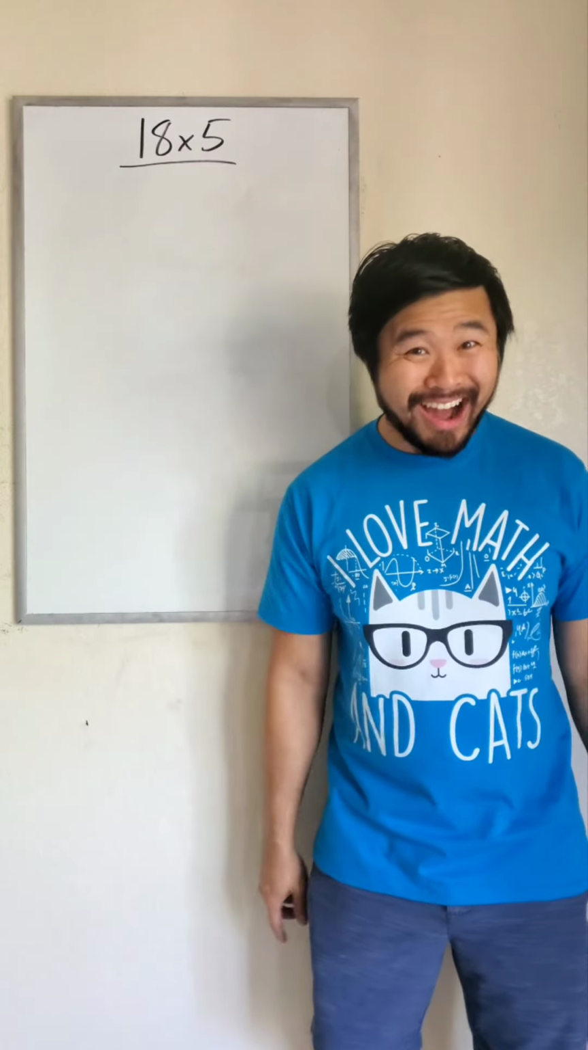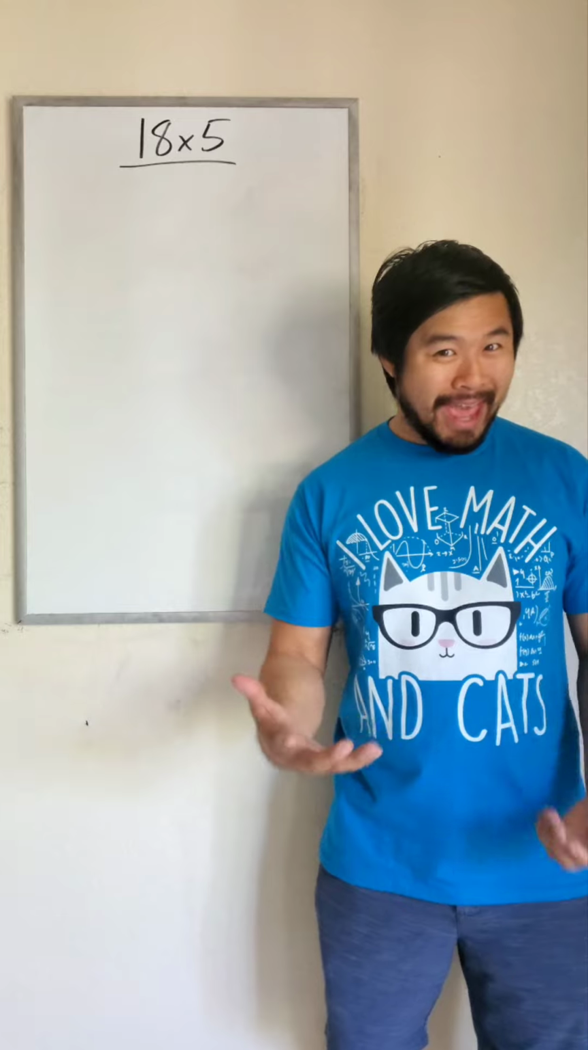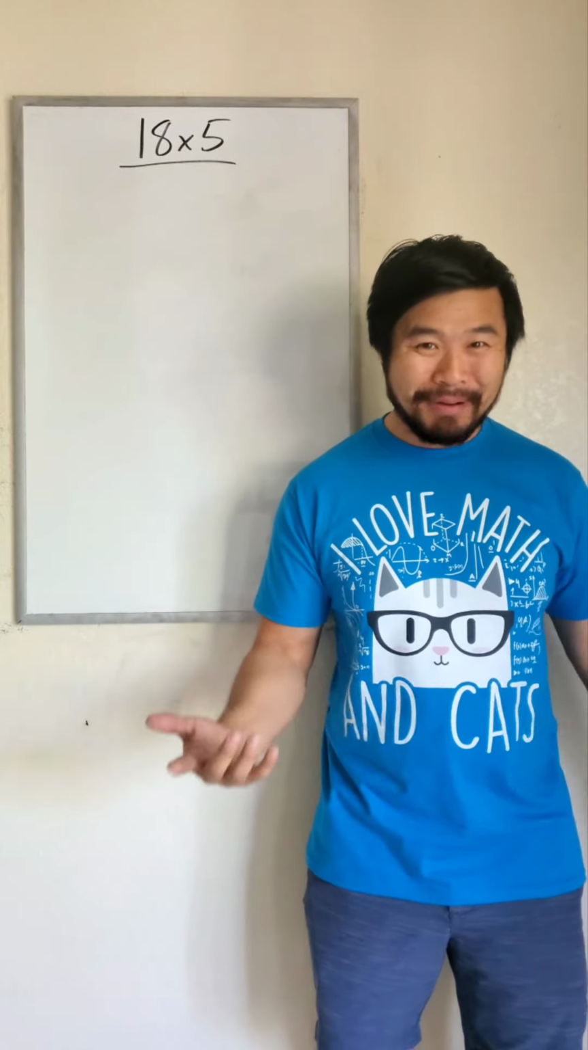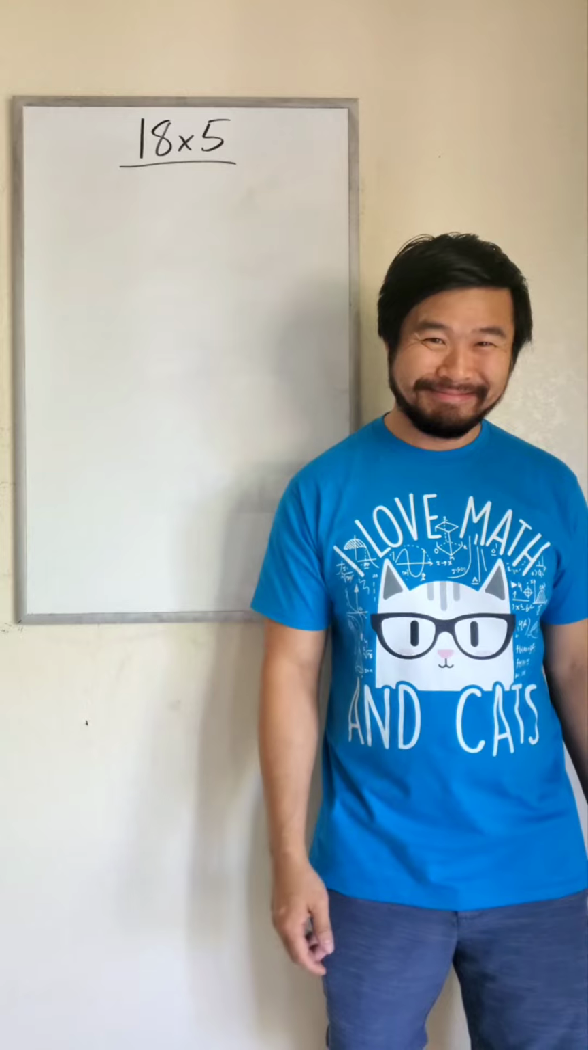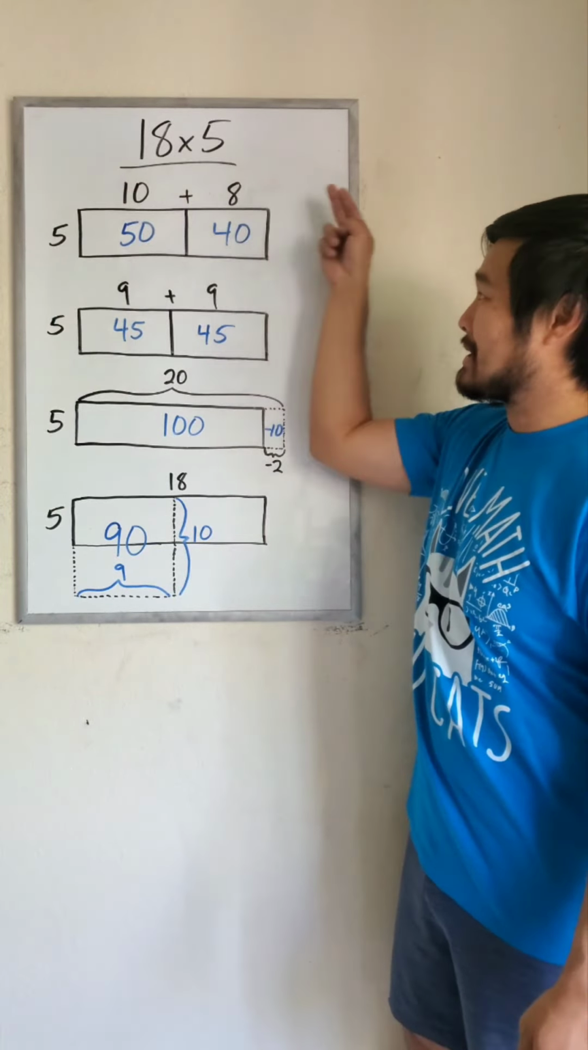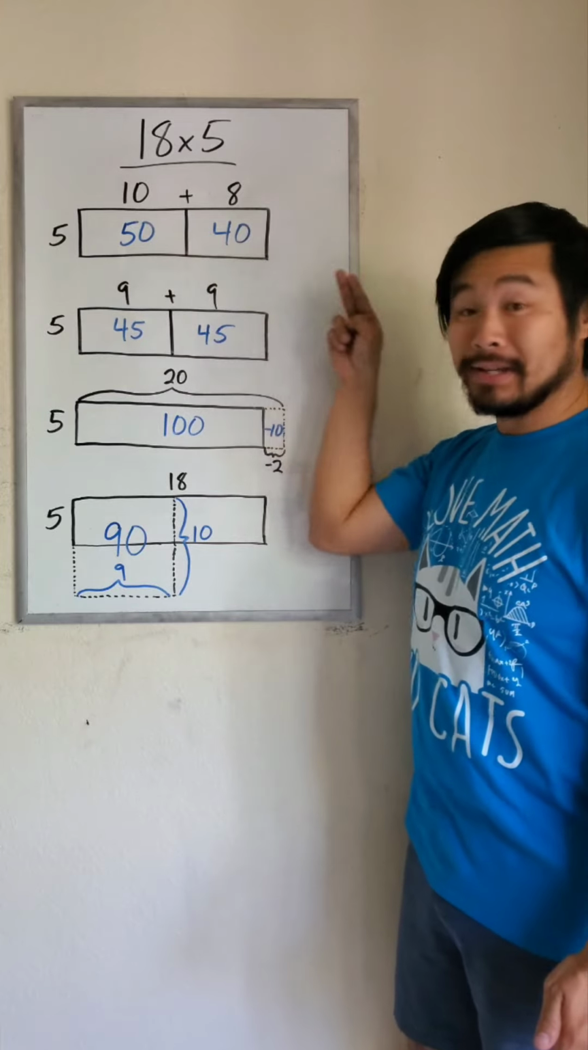All right, do you think you got it? Let's practice now. How many different ways can you think about 18 times 5 using rectangles? Pause here and think about it. So here are a couple ways that we can do this. We could break 18 into 10 plus 8, 18 into 9 plus 9.